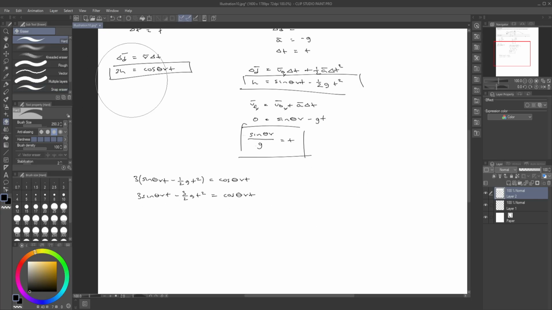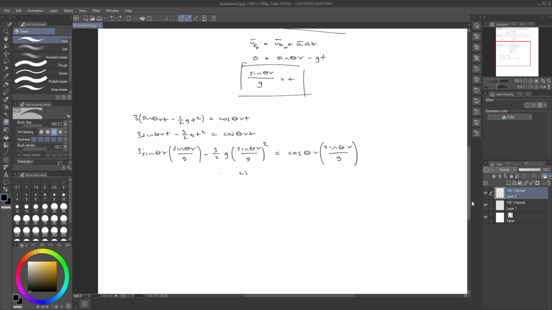To start our calculation, I use the first equation and second equation. I sub the second equation into the first equation to get 3 times sine theta vt minus 1/2 gt squared, and this is equal to cos theta vt. I distribute the t inside, I distribute the 3 inside the bracket. Then I use my third equation and sub in sine theta v divided by g wherever I see t.